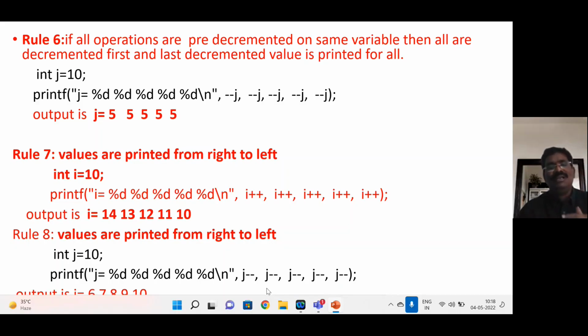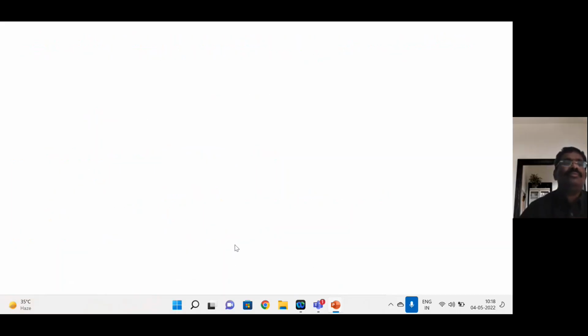That means here, first the j value is printed. What is the j value? 10. 10 is printed. After that j is decremented by 1. So then we can say it is 9. 9 is assigned. After that j--, that is 8. So like this: 10, 9, 8, 7 and 6. Right? I think this is the eighth rule.